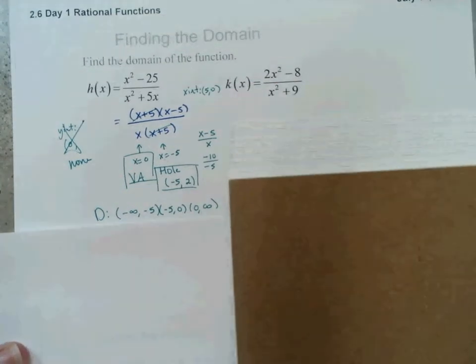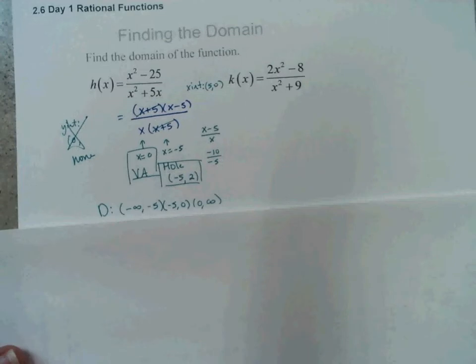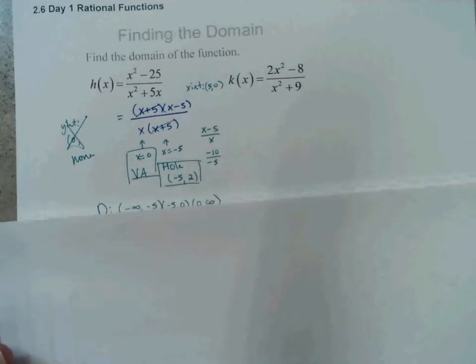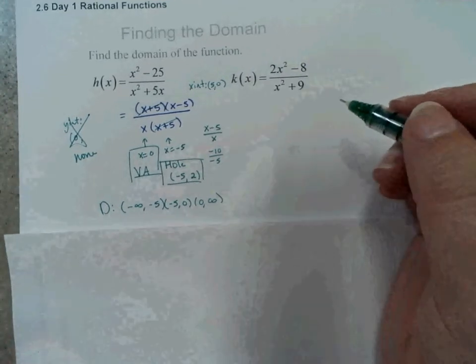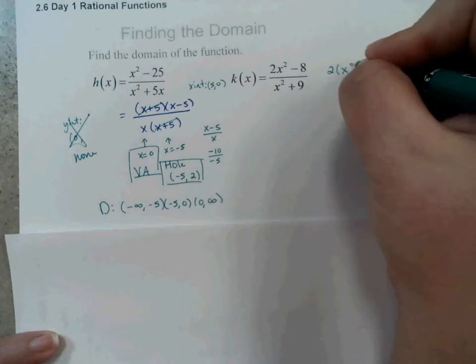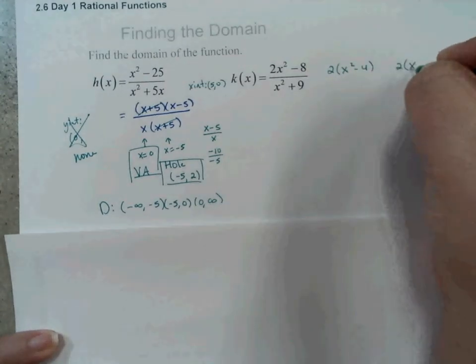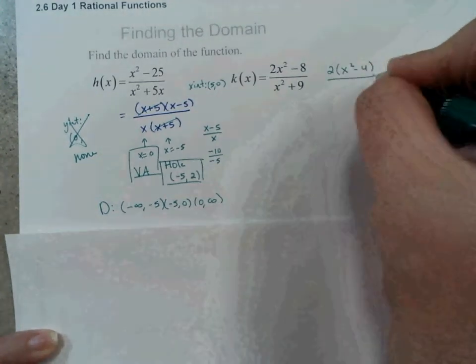Okay, let's write down k of x. K of x equals 2x squared minus 8 over x squared plus 9. So let's look at that, or think about that. My numerator I can factor out a 2, and I'm left with x squared minus 4, and that's the difference of perfect squares, so I'm going to say 2 times x plus 2 times x minus 2.